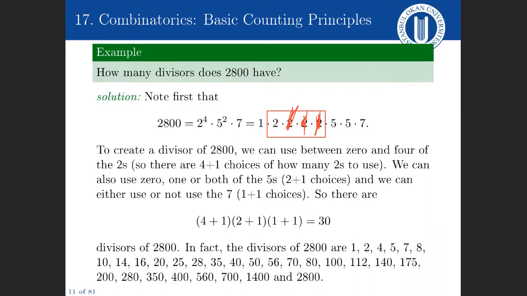Then we look at the 5's. We could use none of the 5's, or 1 of the 5's, or both of the 5's. For example, we might say, let's use none of the 5's.